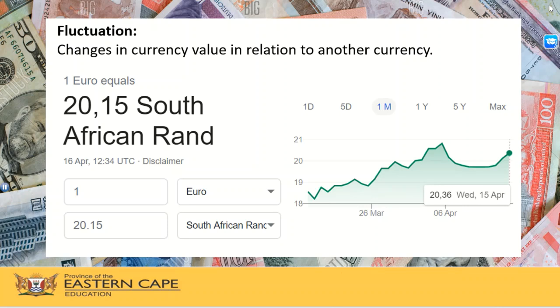But I just would like to draw your attention to the right-hand side of your screen, where you have a graph that indicates the exchange rate of the rand and the euro. You will see that at the very end of your graph, that is on the 15th of April, the exchange rate there was 20 rand and 36 cents. So if you just compare Wednesday the 15th of April 2020, where the exchange rate was 20 rand and 36 cents, and on the 16th of April this year, the exchange rate was 20 rand and 15 cents. So you will see that the value of the exchange rate fluctuates on a daily basis.